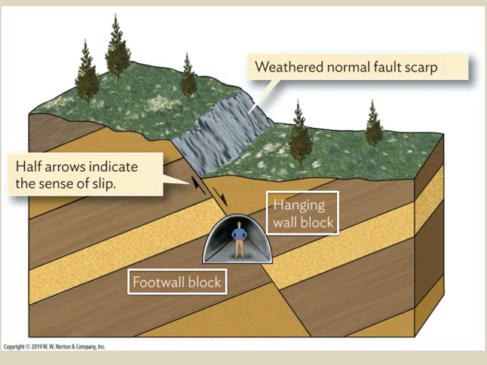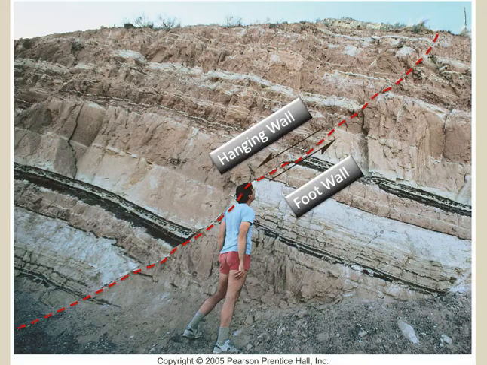Let's look at it another way here. So this guy here is looking at an outcrop with a fault, which is in dashed red there. The block of rock above the fault is the hanging wall. The block of rock below the fault is the footwall.